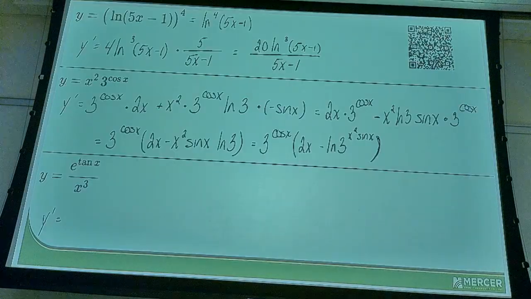What kind of function is the numerator? Natural exponential. What is the rule? Take the same. What kind of function is the power? Okay, what's the tangent rule? Secant squared.